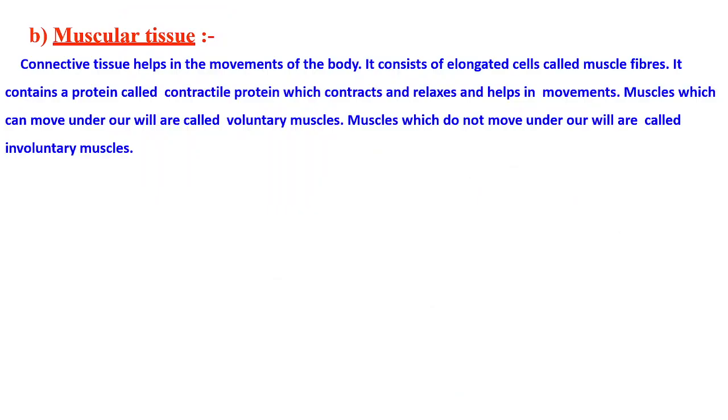Next one is your muscular tissue. Muscular tissues are those tissues which help in the movement of the body. They consist of elongated cells, muscle fibers, etc. They contain a protein which is called contractile protein. Contractile protein which contracts and relaxes, helps in the movement.